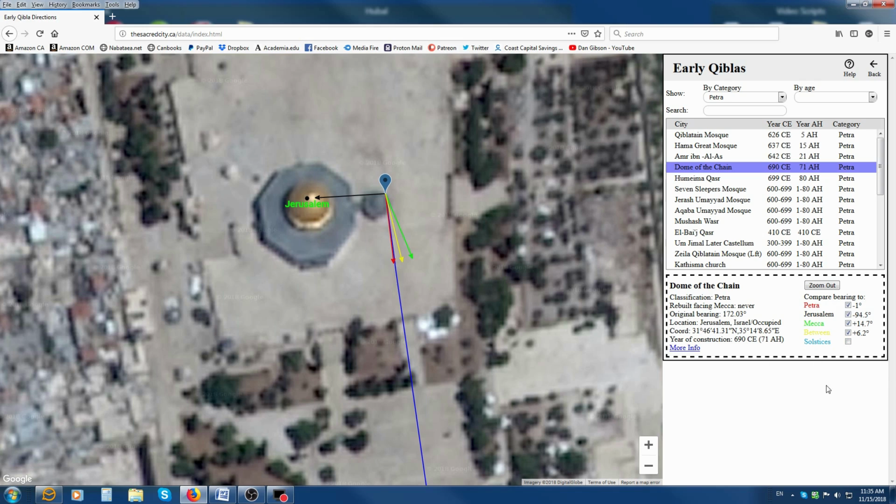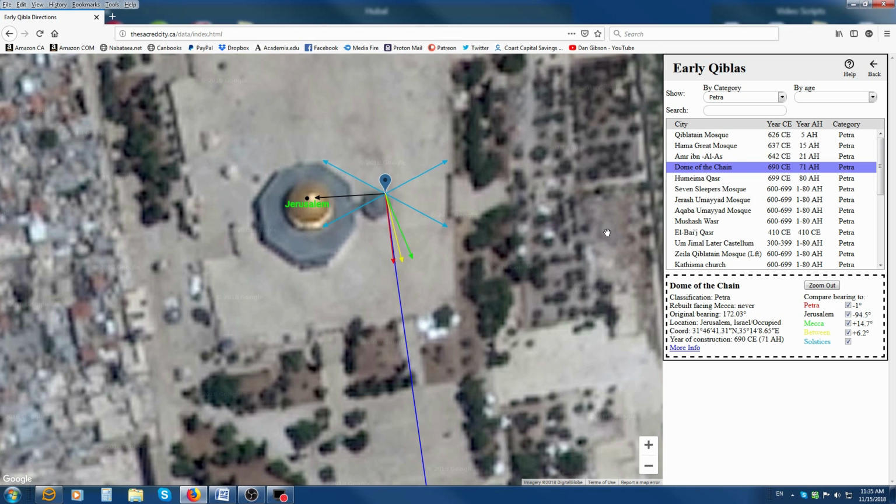Over on the right here, I can click on the solstice, and now blue circles point. Now this is the sunrise and sunset, and the solstice in the springtime and in the fall. And what do we see? This has nothing to do with solstices. This mosque is here, and we can see it.